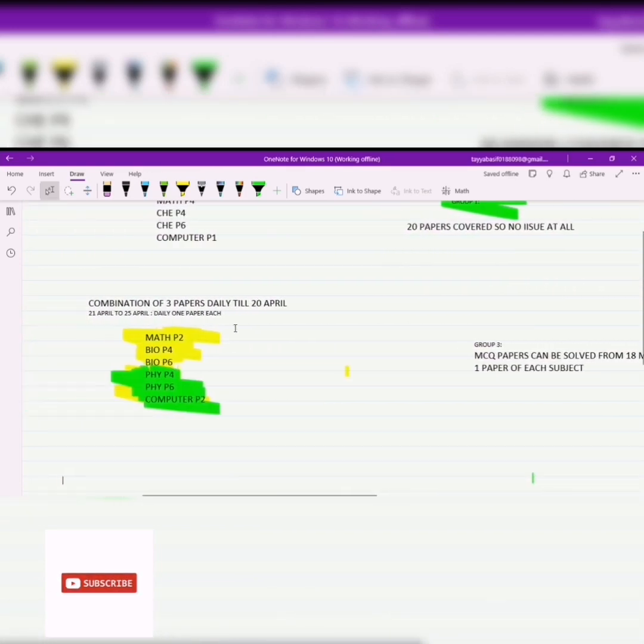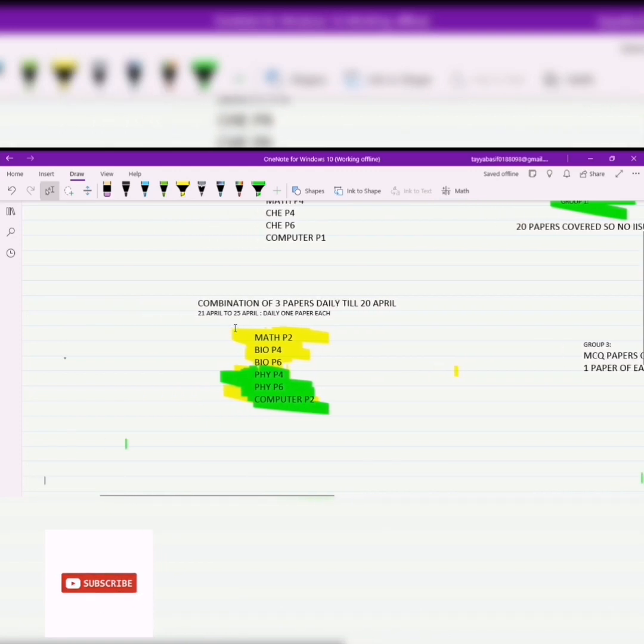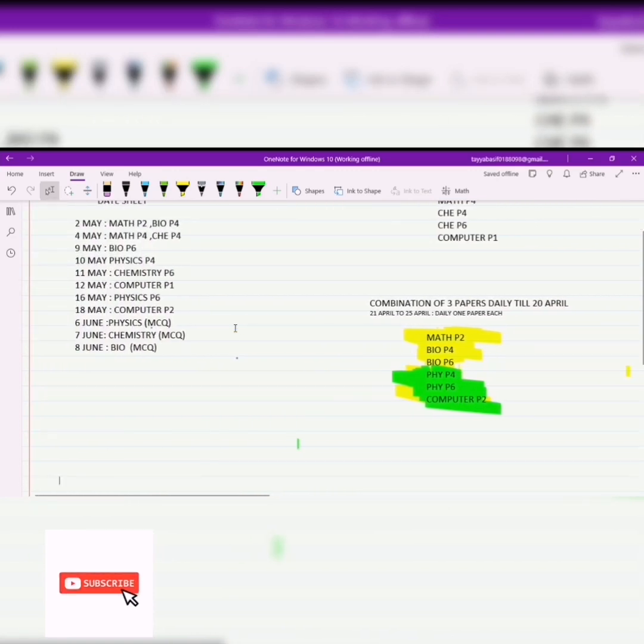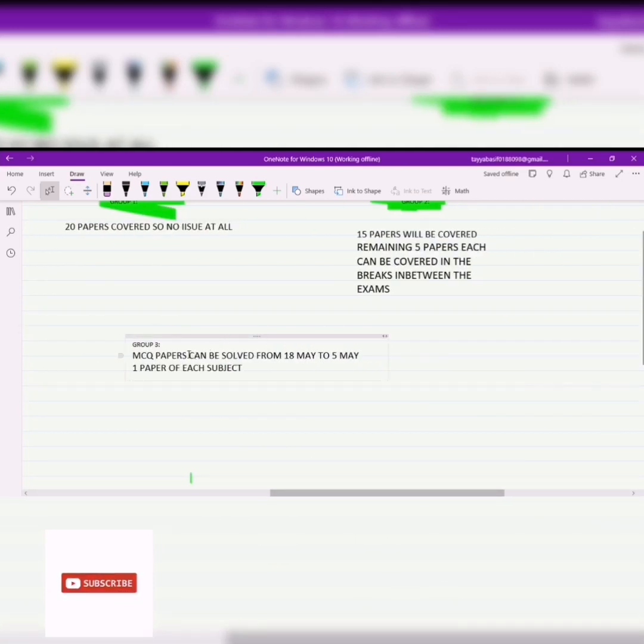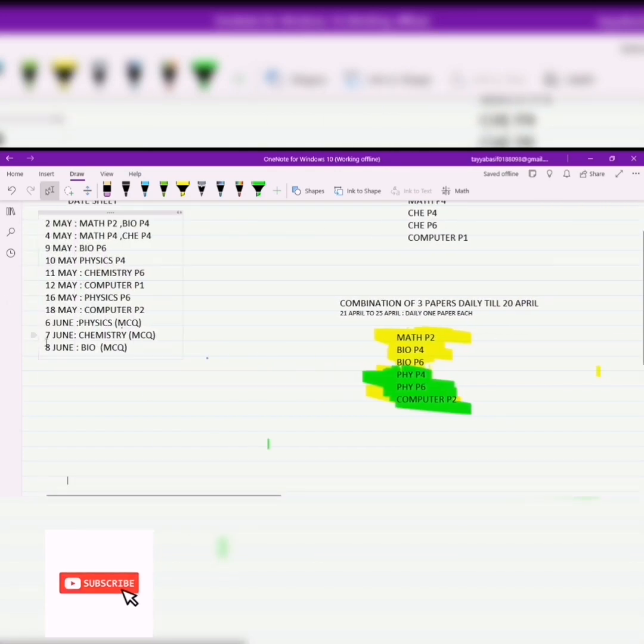At last, I want to discuss group 3. Group 3 consists of the MCQ papers. If you see here in the date sheet, on 28th, group 3 consists of MCQ papers.